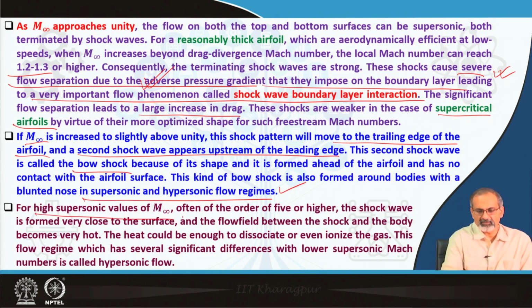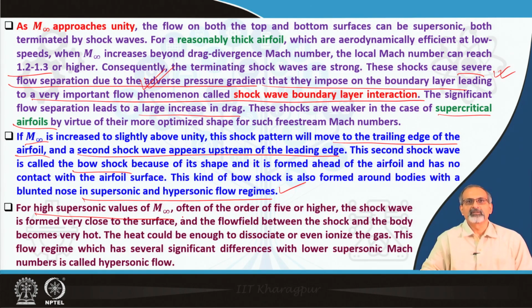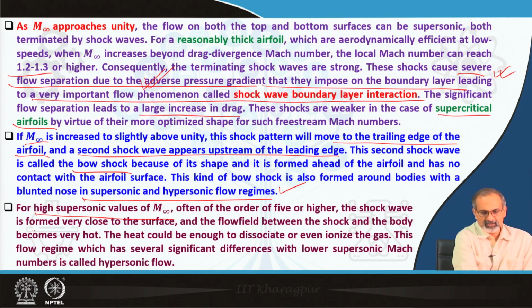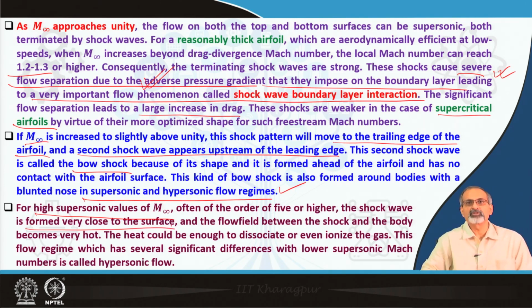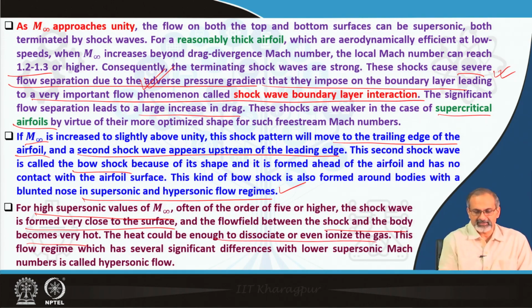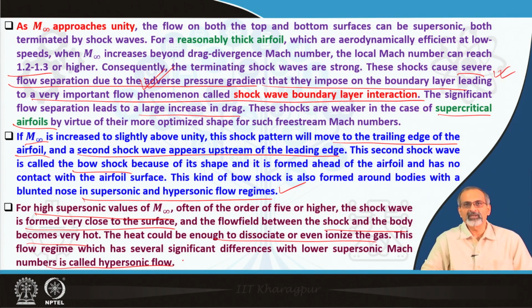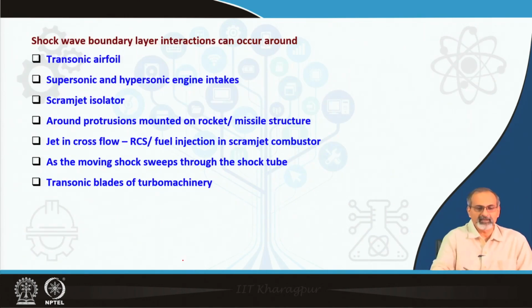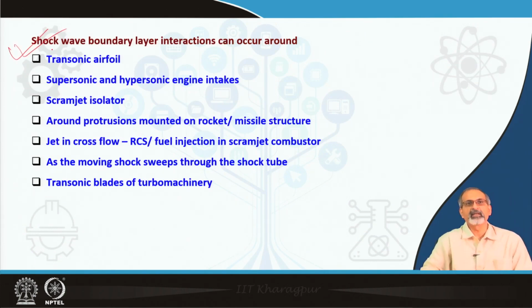For high supersonic values of Mach number, of course, the shock wave is formed very close to the surface again, and the flow field between the shock and the body becomes very hot. This is the thin shock layer that we have learnt earlier in the course. The heat can be enough to dissociate or even ionize the gas, and thereby you get into the hypersonic regime. So, this is a continuous increase of free stream Mach number happening over a certain geometry and aerodynamic surface, and the consequent shock waves which form around the body, the aerodynamic and thermal implications of the same. That is what we have discussed, with particular emphasis on the idea of shock wave boundary layer interaction.